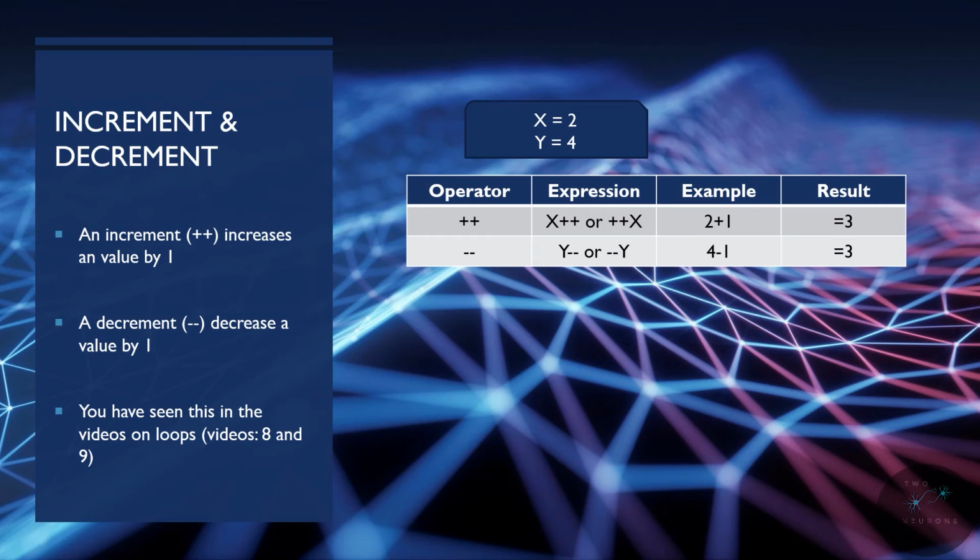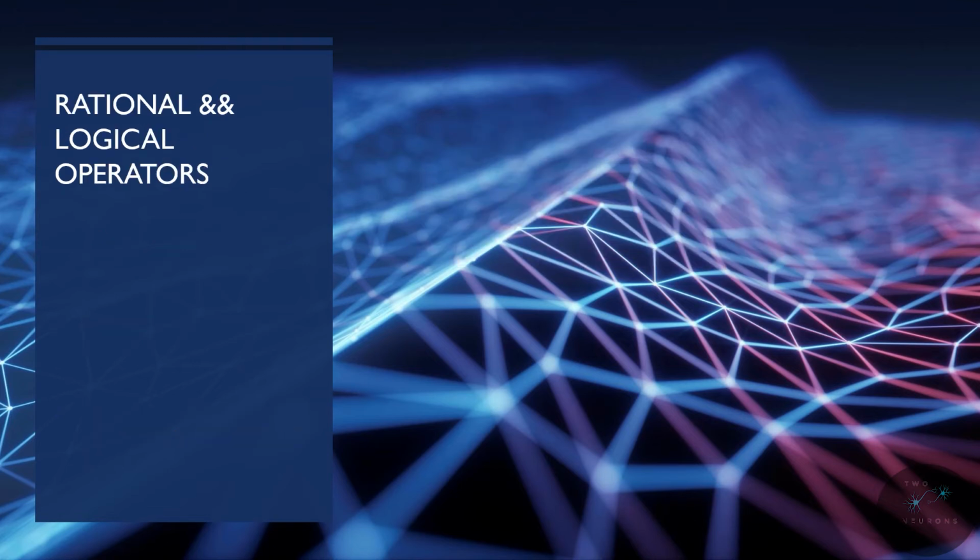And if we have y minus minus or minus minus y, we are saying 4 minus 1, which would also be 3. Next, we have relational and logical operators. And we'll start with relational operators. Again, these should be familiar from basic math. A relational operator allows you to compare two expressions or variables.